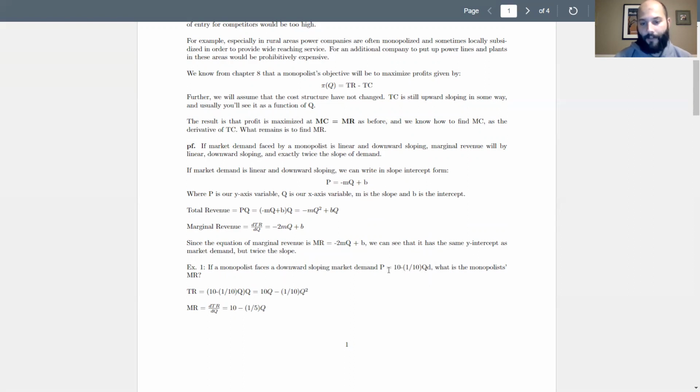So let's look. If we have this market demand, what is the monopolist's total revenue? Well, price equals this as a function of quantity, times quantity. Distribute the Q, take the derivative. We get the same equation with double the slope. 2 times 1/10 is 1/5. So how do we find the marginal revenue for the monopolist? Again, two ways. Find total revenue and then take the derivative, P times Q and then the derivative. Or you can just start with the market demand and know that it'll be the same y-intercept and twice the slope.